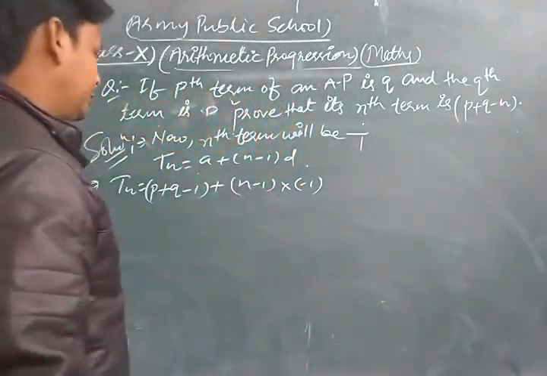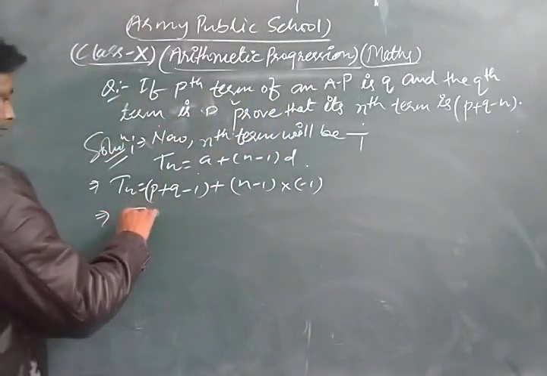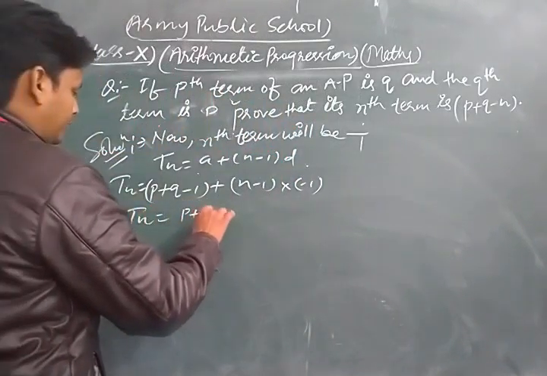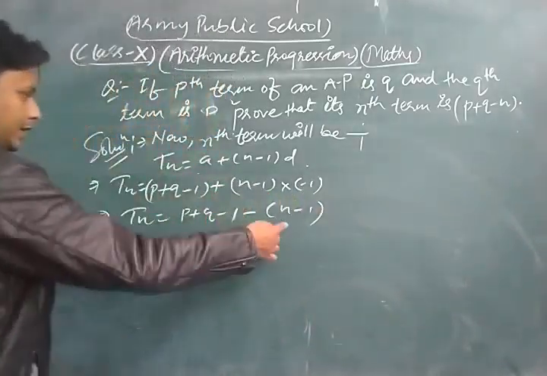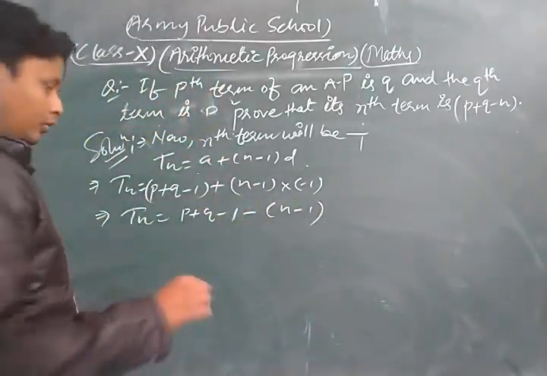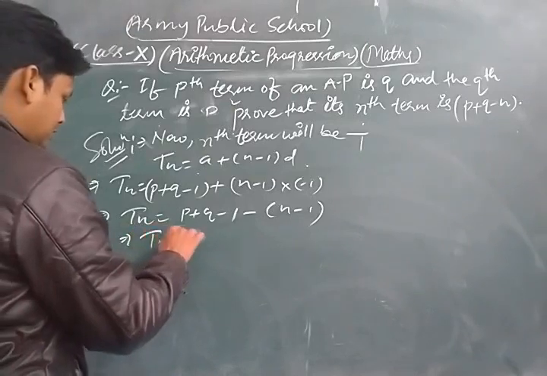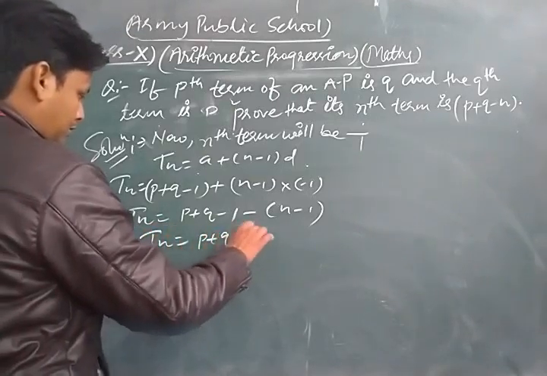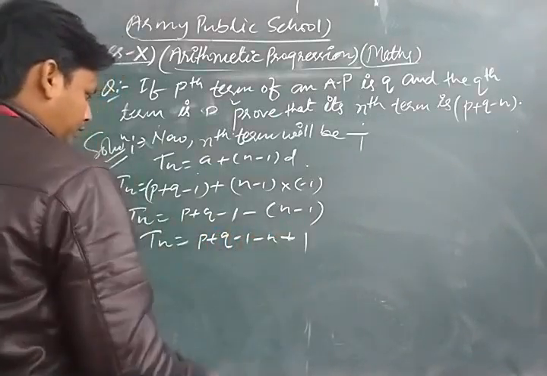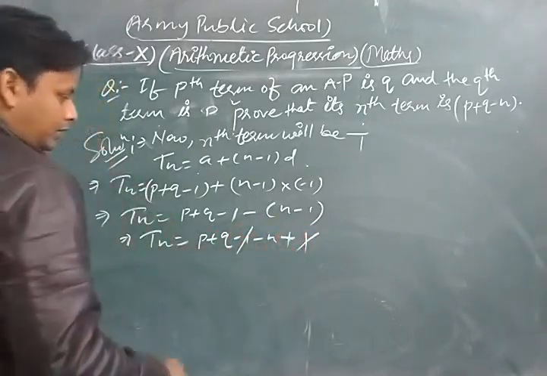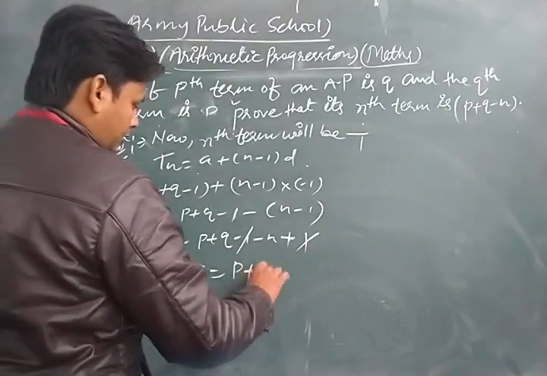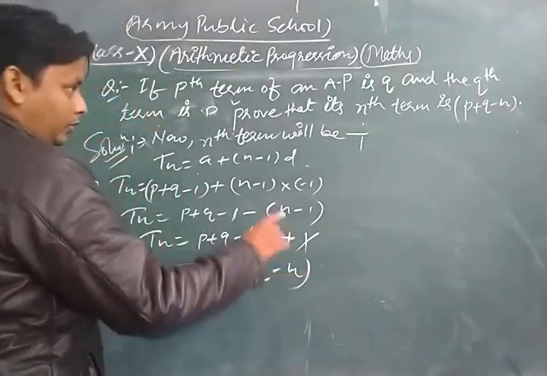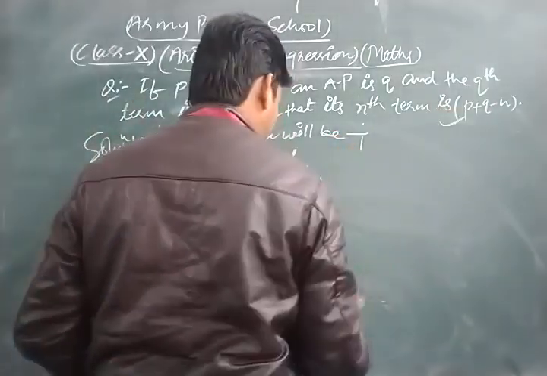Now we simplify them. Minus times plus gives minus, and n minus 1 is written as it is. Now we break the brackets: plus 1, so minus 1 plus 1 cancel each other. Thus the nth term will be P plus Q minus n, which is the required solution. Hence proved.